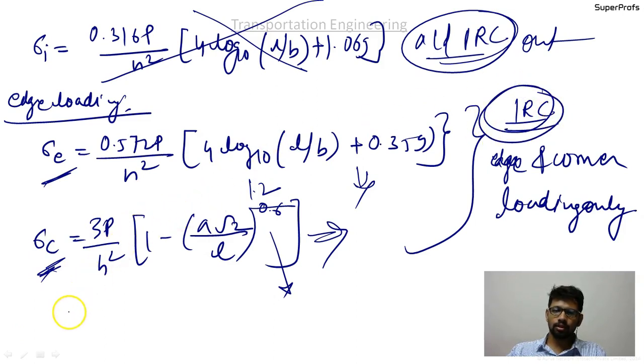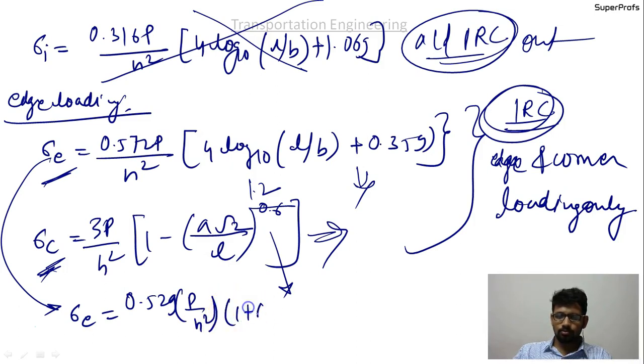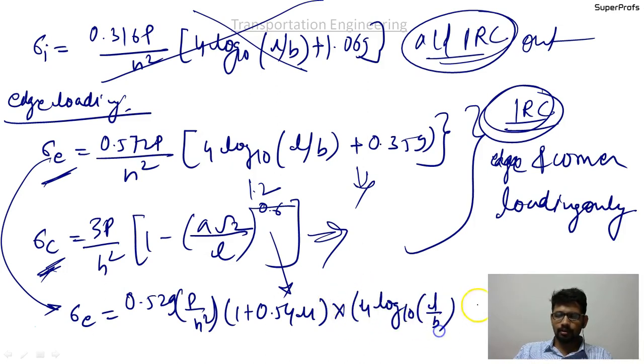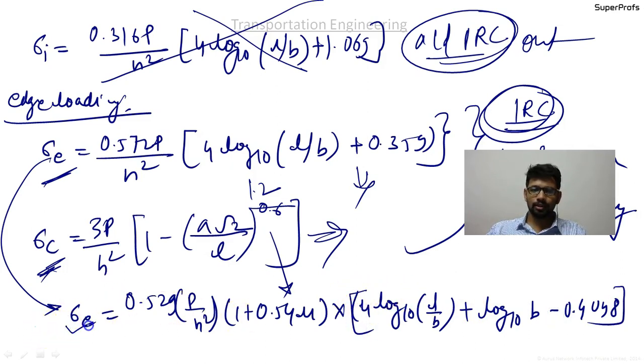In IRC, the formula for edge loading is also not directly incorporated as given by Westergaard, but it is modified as 0.529 P by h square into (1 plus 0.54 mu) into (4 log to the base 10 of L by b plus log to the base 10 of b minus 0.4048). Okay, guys, so this is the formula for edge loading in the IRC.